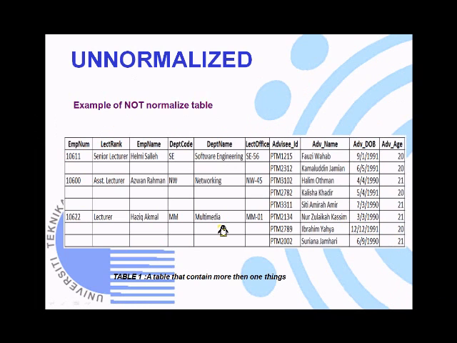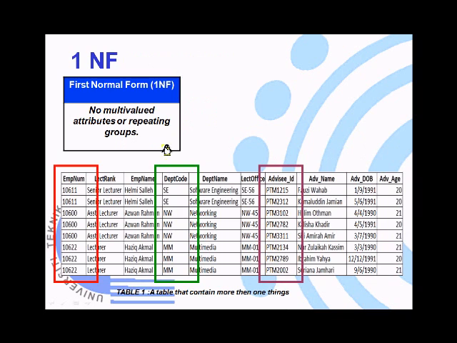In this example, we have an unnormalized form in which each of these unnormalized forms have repeating groups. For example, senior lecturer Halim Saleh from the Department of SE, meaning Software Engineering, has a repeating group of Fauzi Wahab and Kamaluddin. So we need to eliminate this repeating group by copying senior lecturer Halim Saleh, SE, Software Engineering, and so on under the below column. So then we have the first normal form. This is the first normal form.